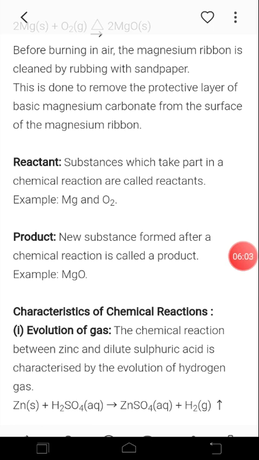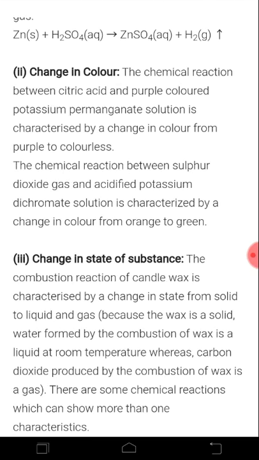So here you can see Zn plus H2SO4 (aq) gives ZnSO4 plus H2. It's an example. Zn plus H2SO4 gives ZnSO4. Before moving to change in color, I will introduce one thing I forgot.